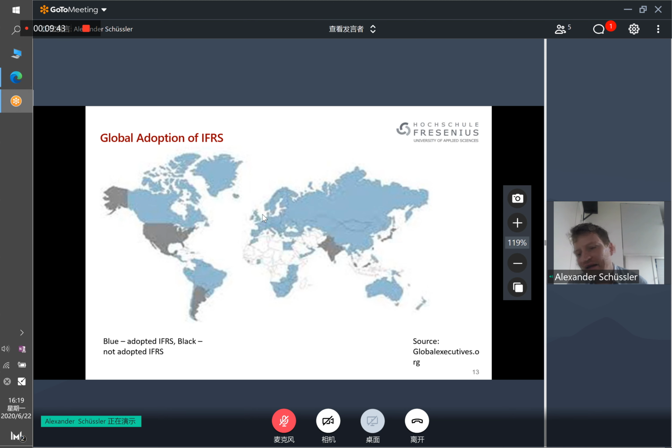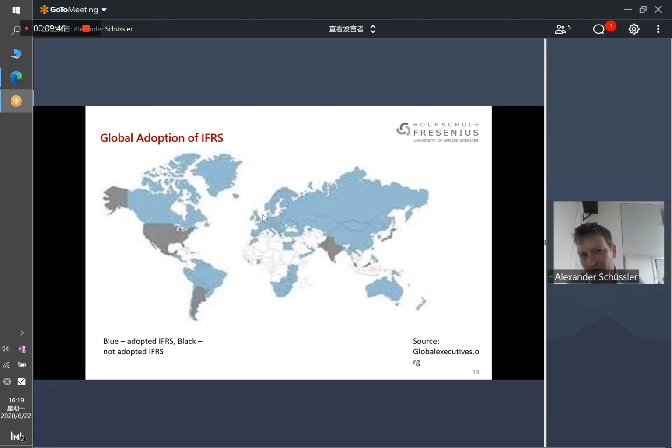So it should be international. This is the intention, and it is international. You see that most of the countries are blue, and they have adopted IFRS. There are some countries that have not. For example, India doesn't have IFRS, or the United States. The United States have their own standards, and they are called US GAAP.